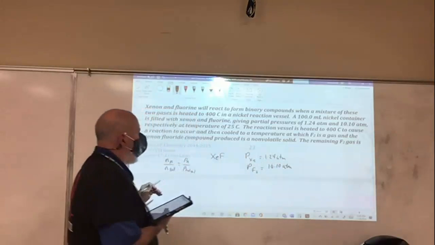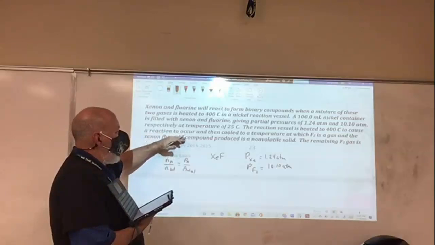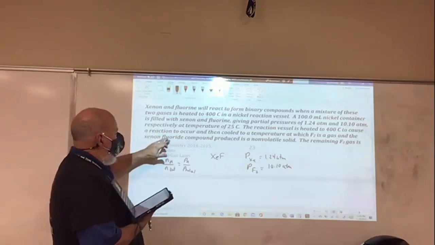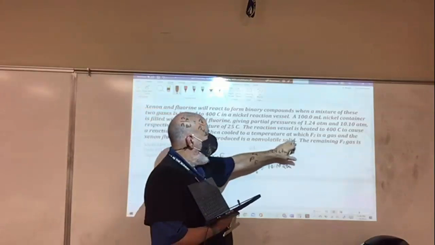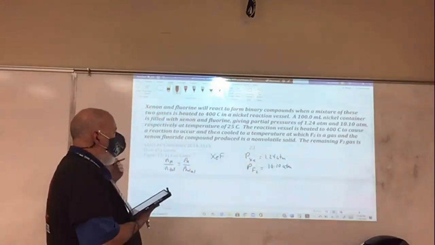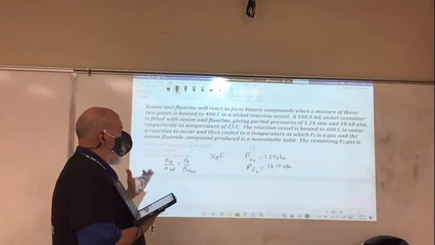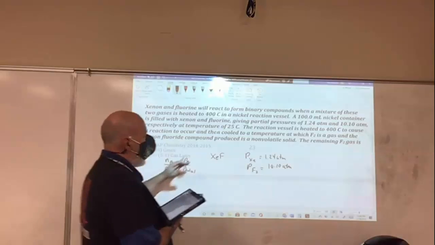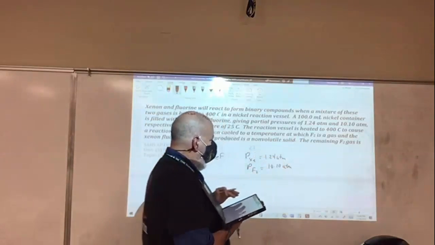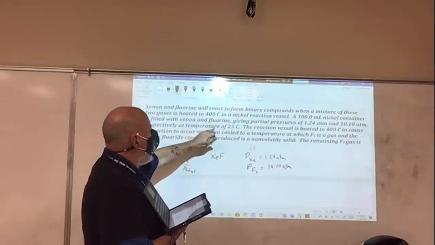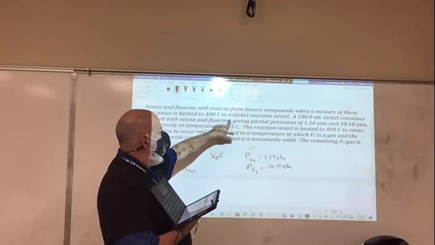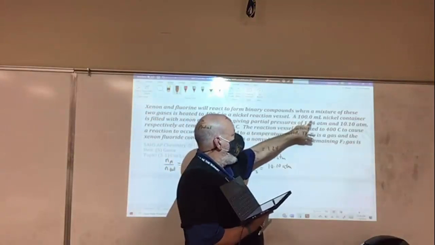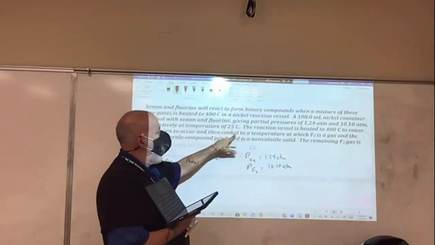Okay? And at this point, we're not finished transferring things yet. But what I've basically done is I have caused this compound to drop out of the mixture. It's no longer a gas because I cooled it. And the rest of what's left is fluorine. And I can take that fluorine and put it at the same condition that I had originally. I can put it back into a different 100 milliliter container at 25 degrees Celsius.